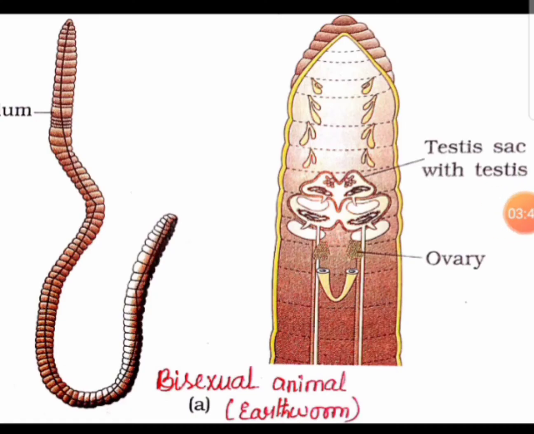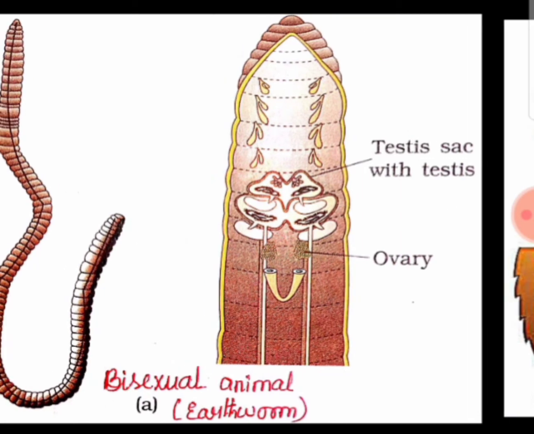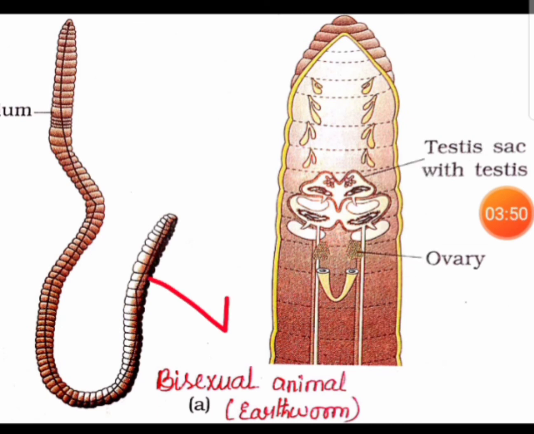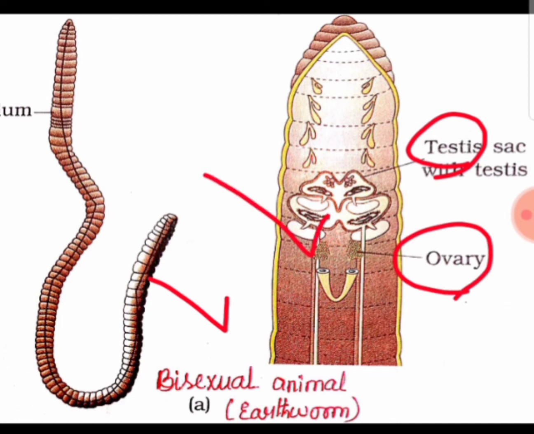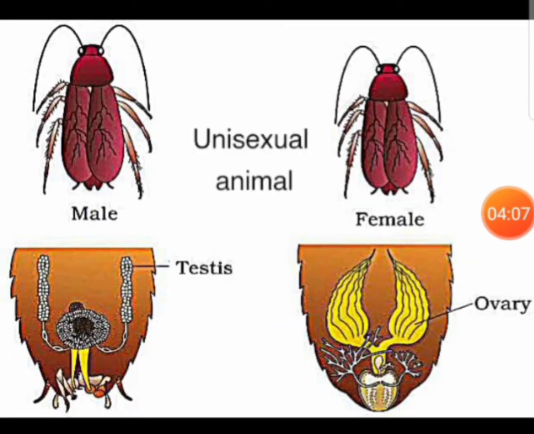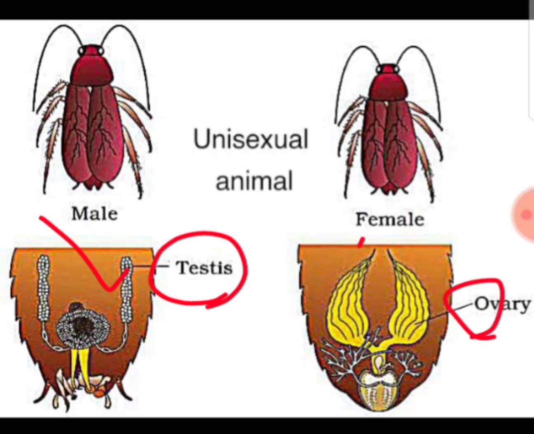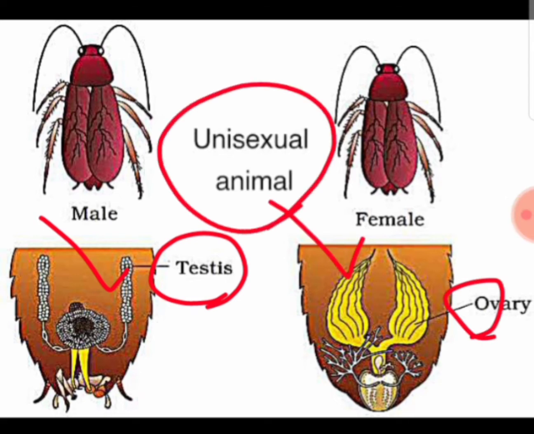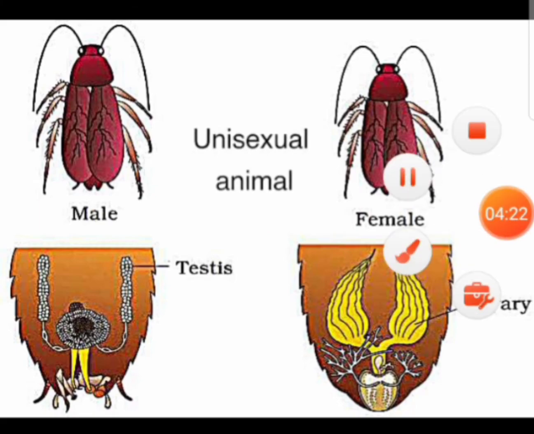Now we will see the diversity of sexuality in organism. First we can find bisexual animal. Here in the book they have given the example of earthworm. Bisexual animal because in earthworm you can find male reproductive structure and female reproductive structure within the same individual. That's why earthworm is one of the bisexual animal. Whereas cockroach is a unisexual animal because you can find male reproductive structure in one individual and female reproductive structure in another individual. So cockroach is unisexual animal.